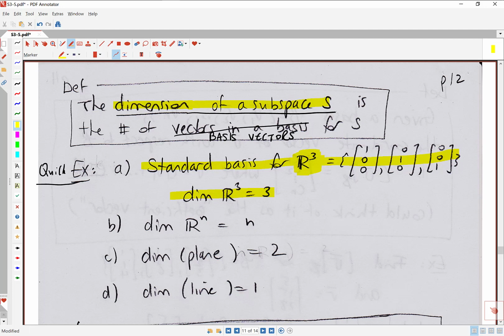Similarly, dimension of Rn is equal to n. Dimension for a plane would be 2. Takes 2 basis vectors to describe a plane. And dimension of a line is 1. So it takes 1 basis vector to describe a line. So what actually is dimension? It's the number of basis vectors that you need to describe whatever space you're talking about.